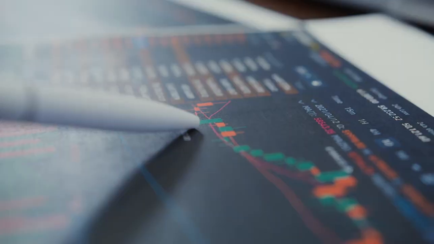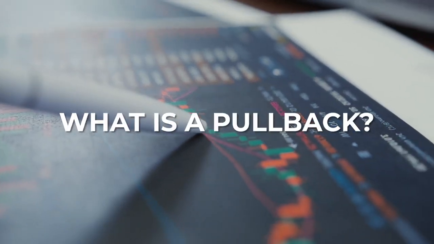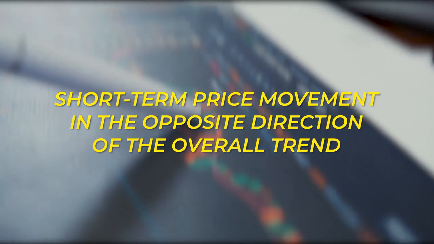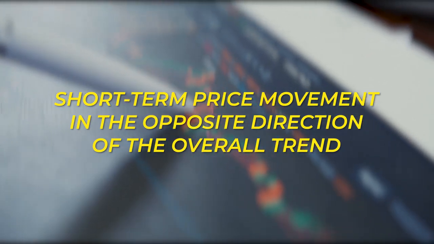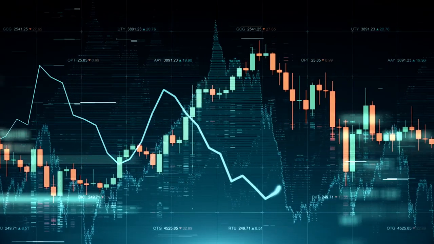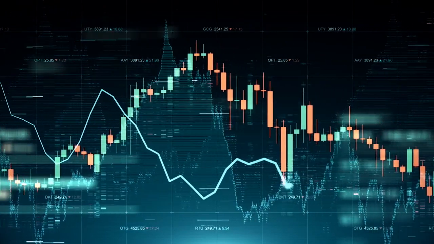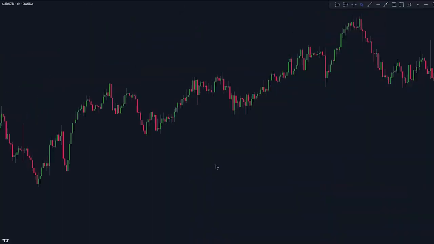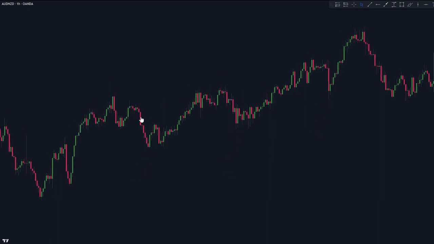Let's get into it. Now, you may be thinking, but what is a pullback? Well, put simply, a pullback is a short-term price movement in the opposite direction of the overall trend. We all know that trending markets don't move in a straight line. In an uptrend, for example, you'll see something like this: a series of higher highs followed by a series of higher lows. When the price moves from a higher high to a higher low, this is a pullback, and it's the optimum place to enter your trades.